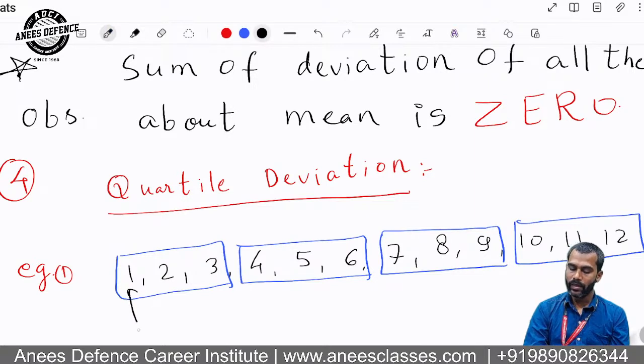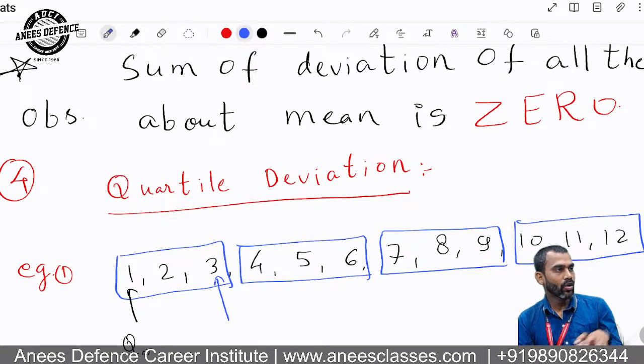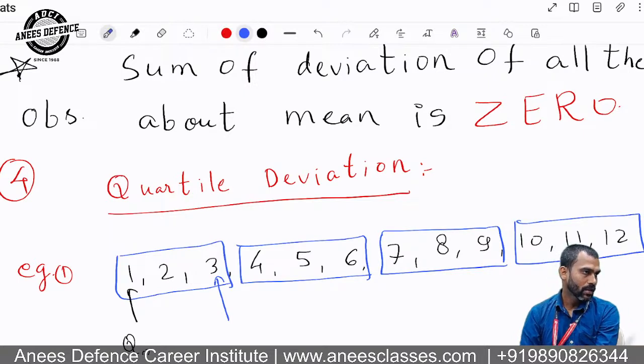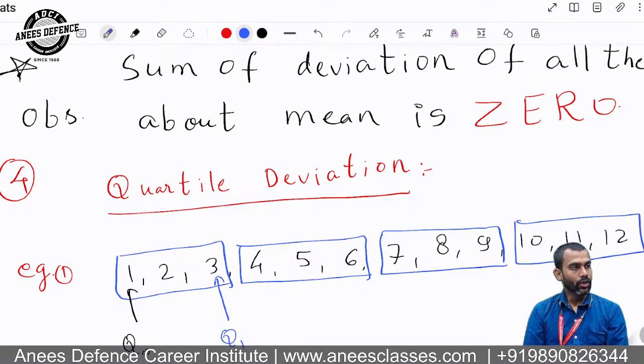See, the first data will always be Q naught. The last data of the first quarter, I can say this is the first quarter, second, third, and fourth. Like we do in trigonometry: 360 degrees is divided into 4 parts, 90, 90, 90. So Q naught is nothing but the first data, and Q1 is the last data of the first quarter.